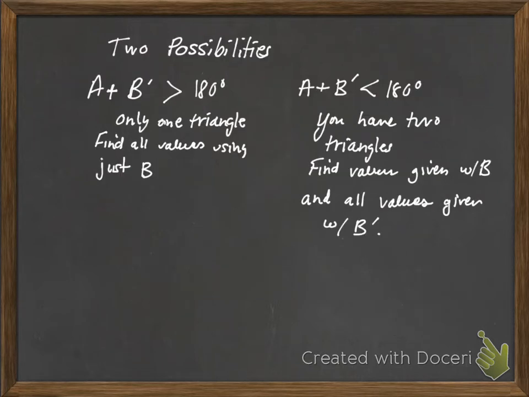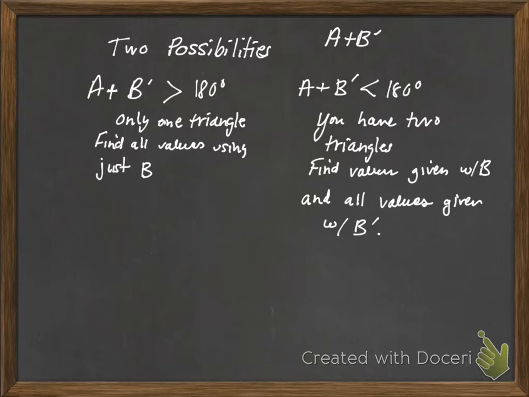To do that, you have two possibilities. First of all, you're going to have to add B supplement to the given angle. In this case, remember A was given, so we have to add A plus B supplement. And then we have to figure out, is it greater than 180 degrees or less than 180 degrees? And why 180? The reason is that the interior angles have to sum to 180 degrees for a triangle to be classified as a triangle.